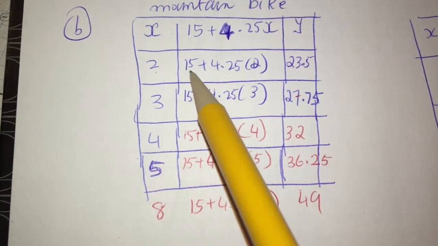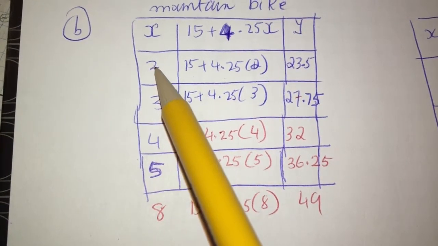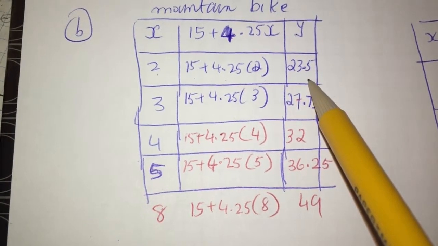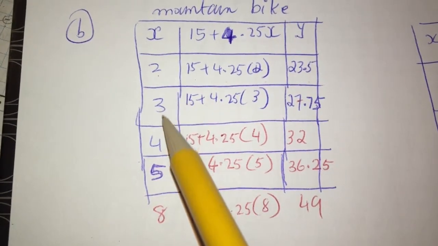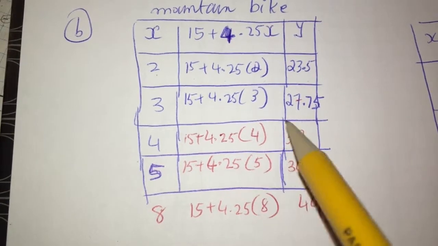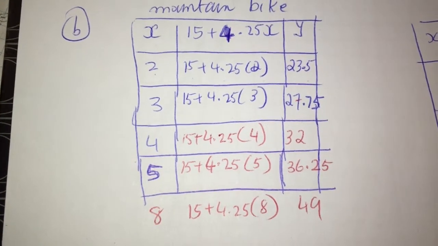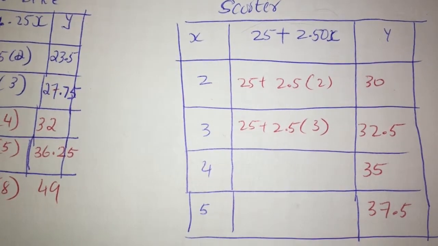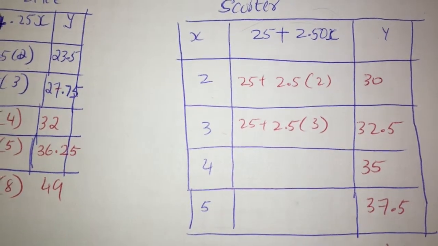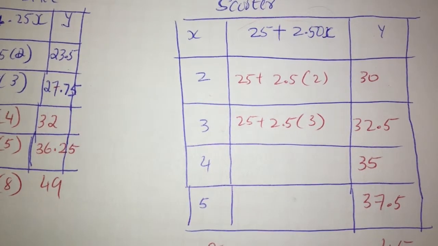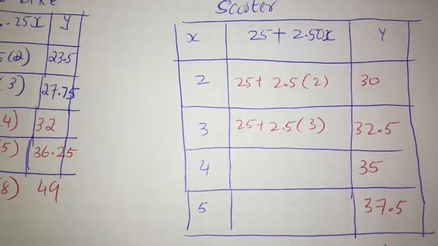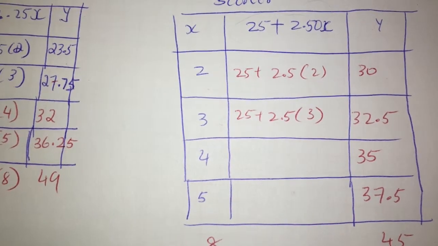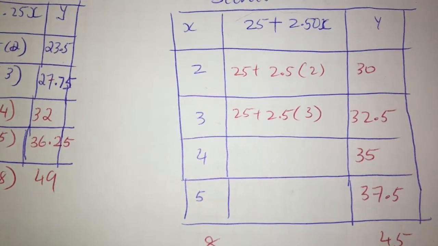So the value of y when the value of x is 2 would be 15 plus 4.25 times 2, that would be 23.5. Similarly, you find the values of y for each value of x. Okay, similarly construct another table for the scooter problem as well. You know the function in this case is y equals 25 plus 2.50x.